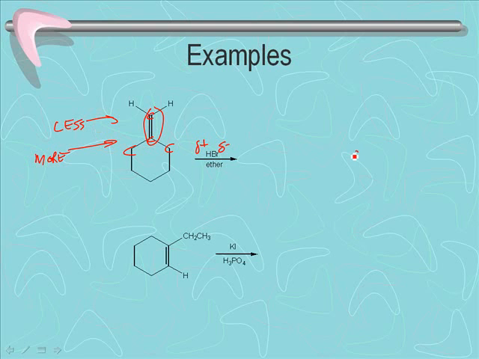So we can draw the structure of this product by simply recognizing that the carbon with two hydrogens on it is going to become a CH3 group. The carbon that was once part of the ring and an alkene gets a Br. And then the rest of the structure stays the same.